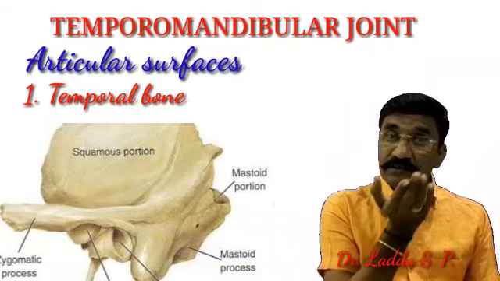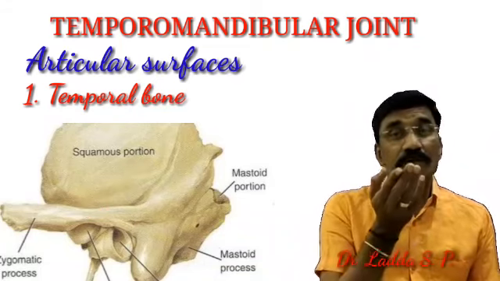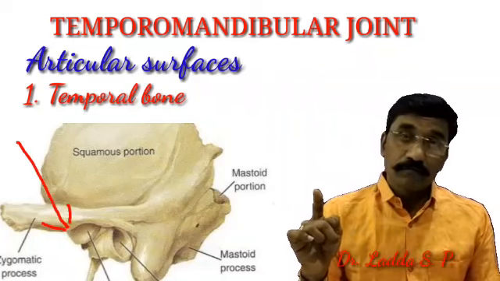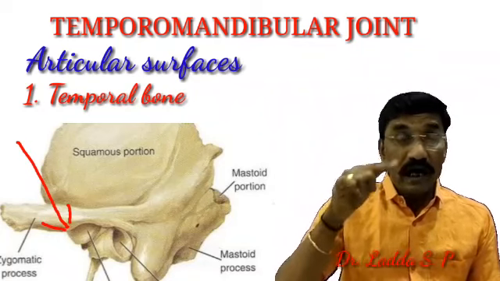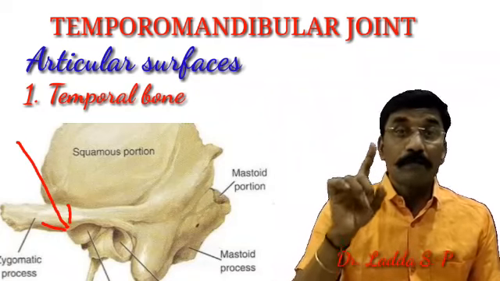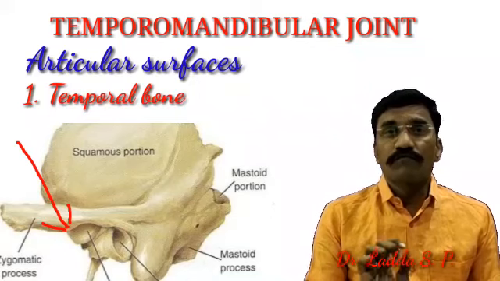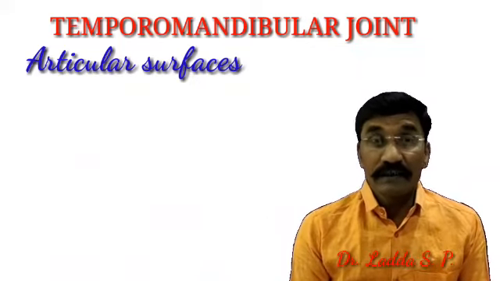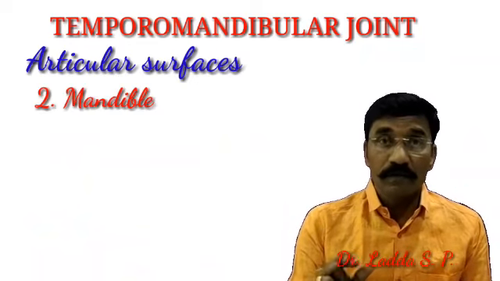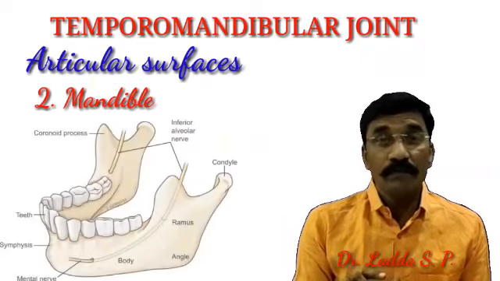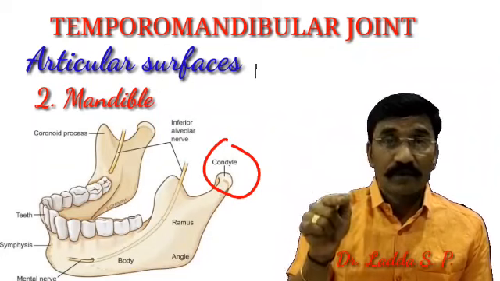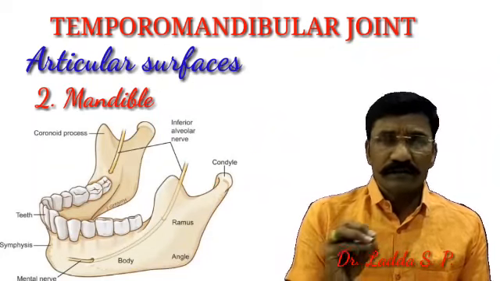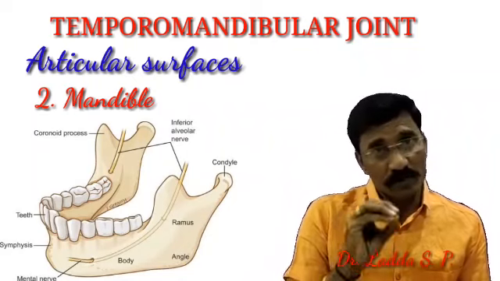And there is one eminence of the temporal bone, the temporal eminence. The temporal eminence and the mandibular fossa of the temporal bone play the role of upper articular surfaces of the joint. The lower articular surface of the joint is formed by the mandible. Which part of the mandible? The condyle of the mandible. This is how the bones participate in the formation of the joint.